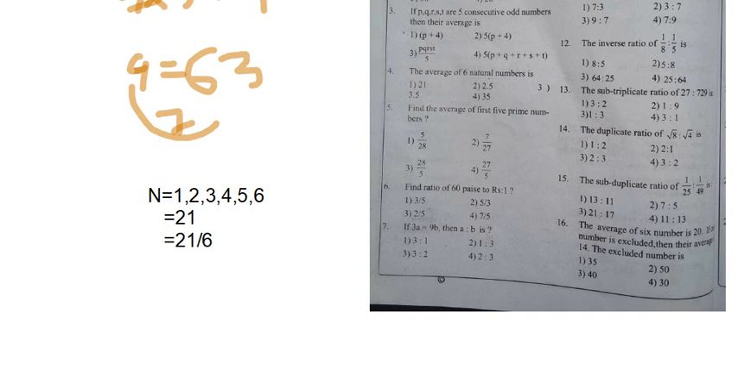So in the next step do the simplification. In what table will it go? 6 ones are 6, 6 threes are 18, and 0.3 remains, 6 fives are 30. So your answer is 3.5. That is option number 3. Okay. And next question.